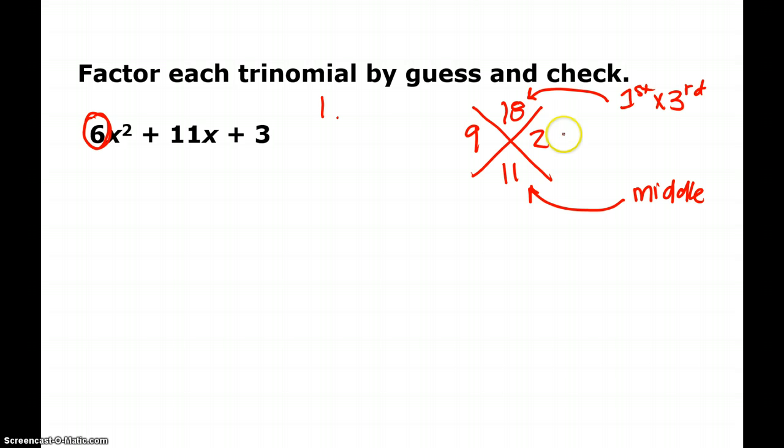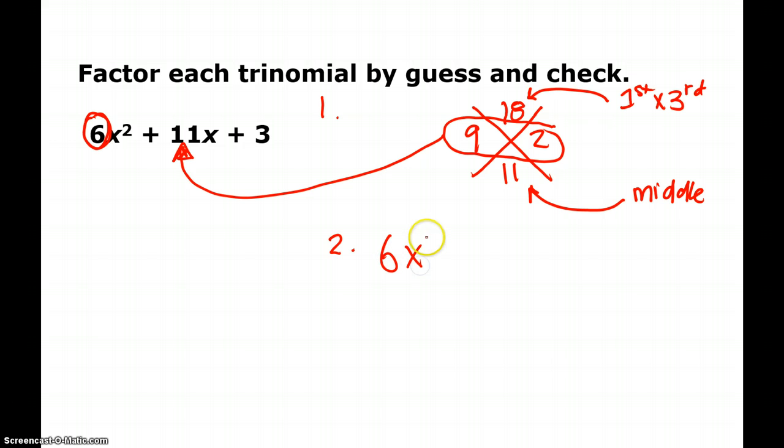After you get that 9 and 2, here's step number 2. You're going to take this and you're going to plug it back into the middle of this problem. Because 9 plus 2 equals 11. So it doesn't matter if we swap that out. Okay? So the first term is still going to be the 6x squared. The last term is still going to be the 3. But the middle, we're going to take the middle out and we're going to replace it with 9 plus 2. Doesn't matter if you do 2 plus 9 or 9 plus 2, you'll get the same thing.